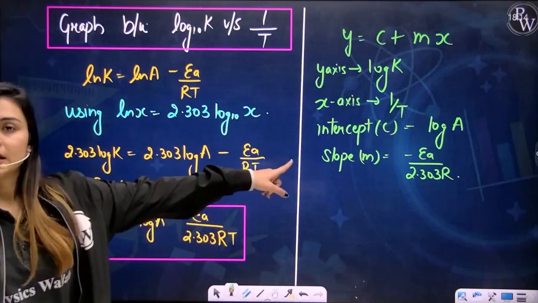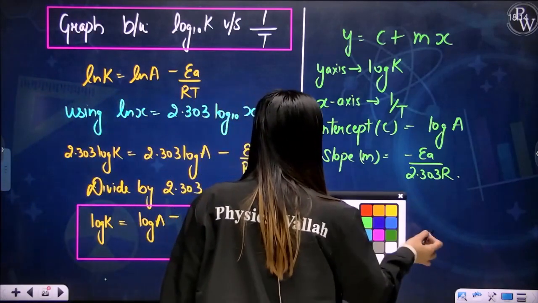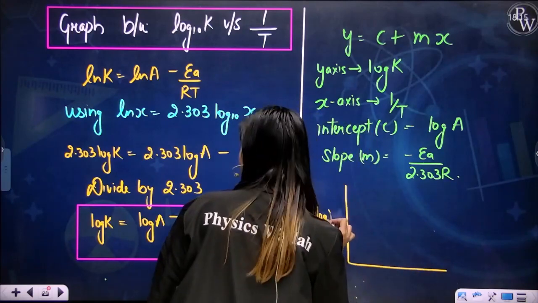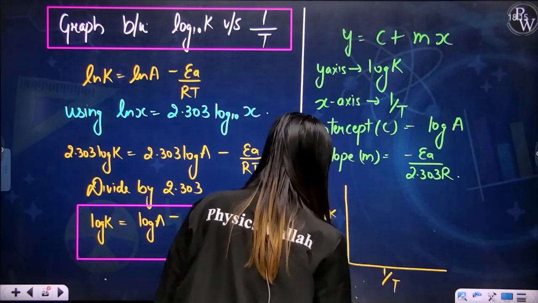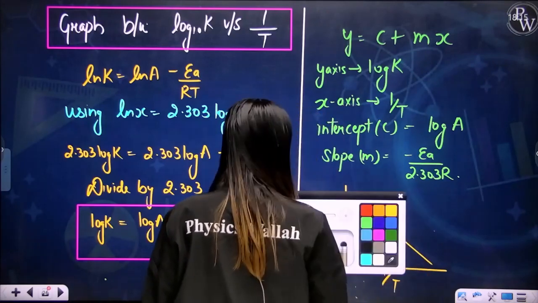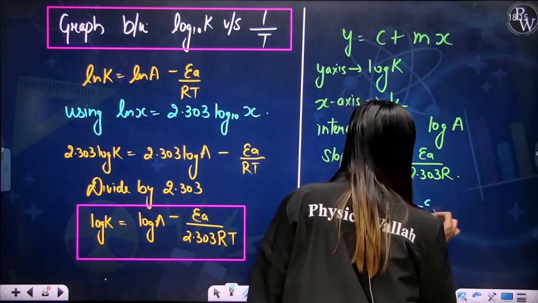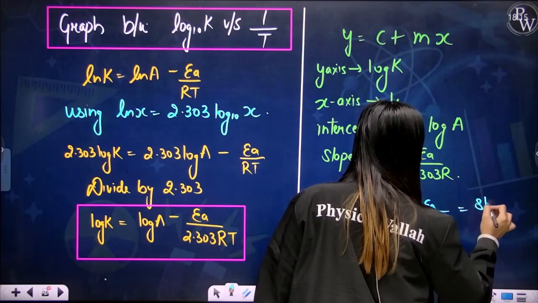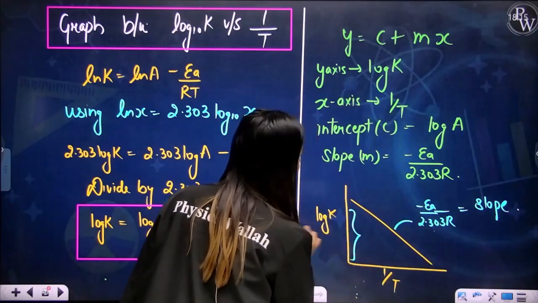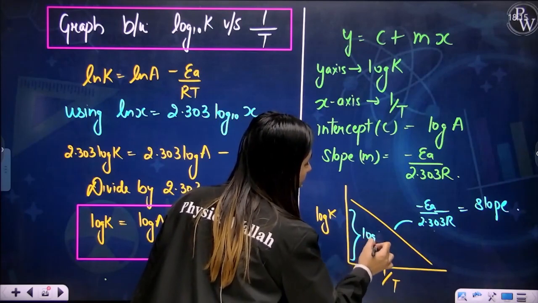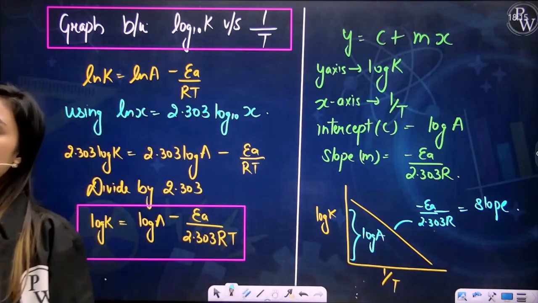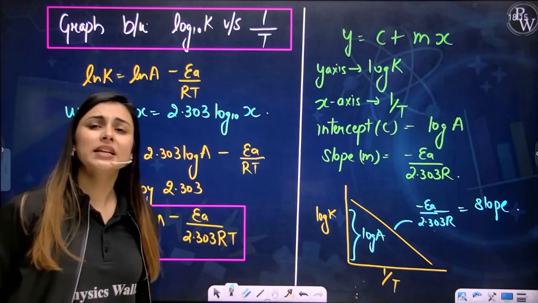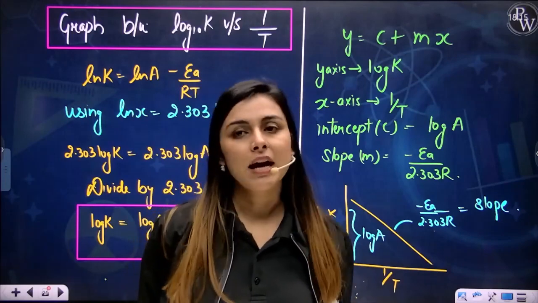Yes. So if you want to draw this graph here, you will have log base 10 k here. You will have 1 upon T here. It will again be a straight line. And this time, my dear students, your slope would be minus Ea upon 2.303 R. This is your slope, right? Yes. And your intercept would be log A. This would be the graph for your expression log k versus 1 upon T. So this is how questions are asked. I hope you're clear with this.